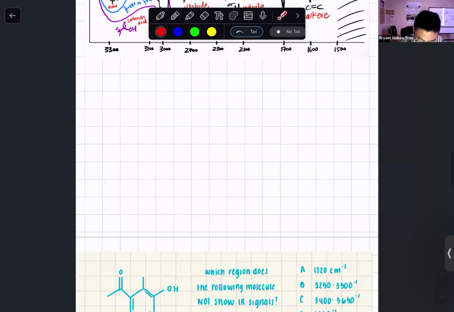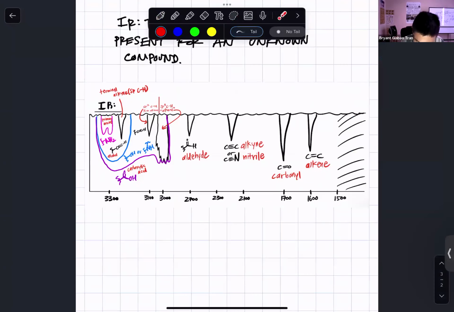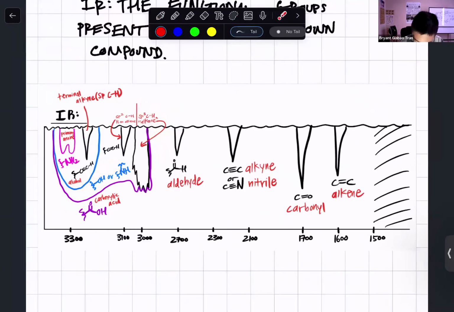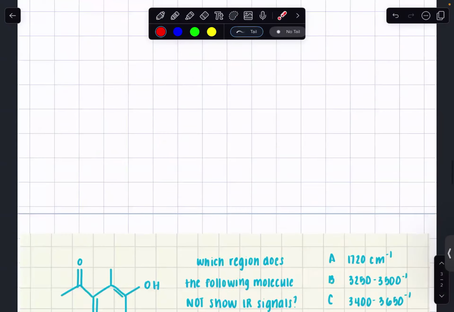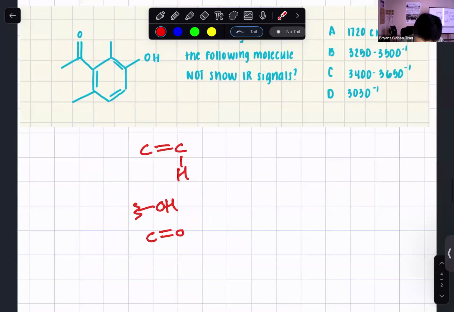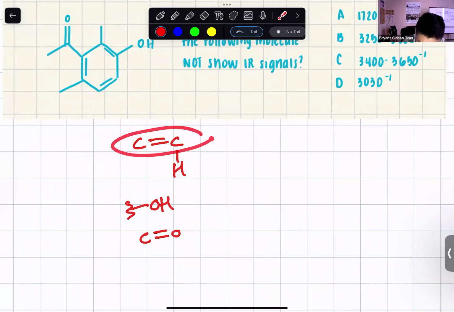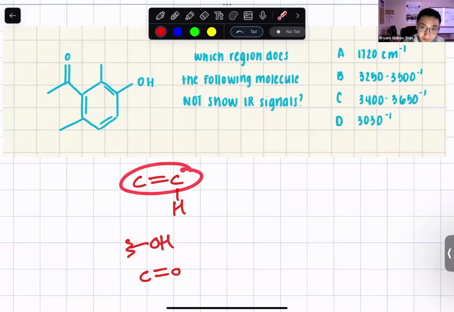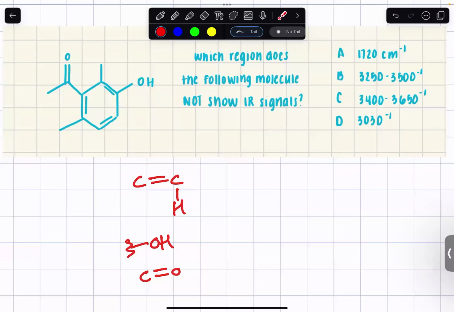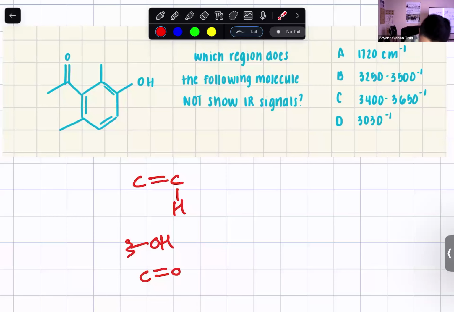Okay. So now, do you have this picture? I can send it to you through Discord as well. Yeah, I took a screenshot. Using that graph right there, where would the alkene show up in the IR? 1600. Yeah, that's right. It's going to show up around 1600.